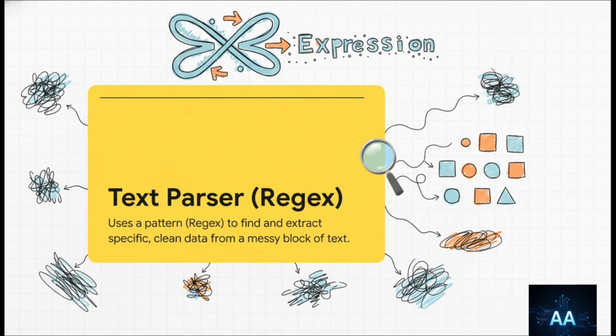Now let's be real. Data from forms is often kind of messy. That's where our second runner, the text parser, shines. It uses this powerful little thing called a regular expression, or regex for short, to find and pull out the exact bits of info it needs from a jumbled block of text. This makes sure everything that follows is clean and accurate.